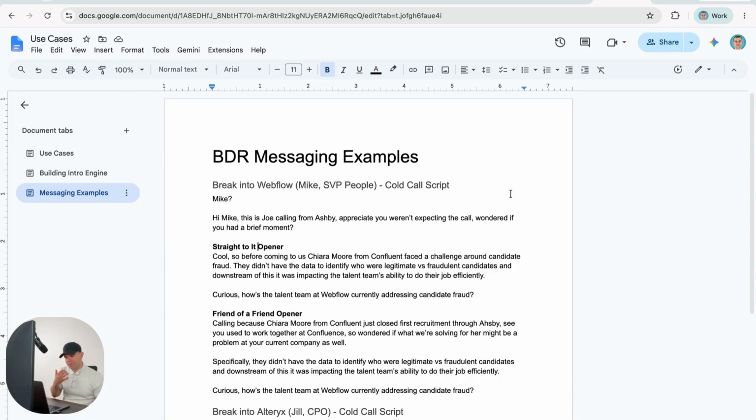Kiara Moore from Confluent faced a challenge around candidate fraud, okay? She didn't have the data to identify who were legitimate versus fraudulent candidates. And then downstream of this, it was having an impact on the talent team's ability to do their job. So I was just curious, how are the talent team at Webflow currently addressing candidate fraud?